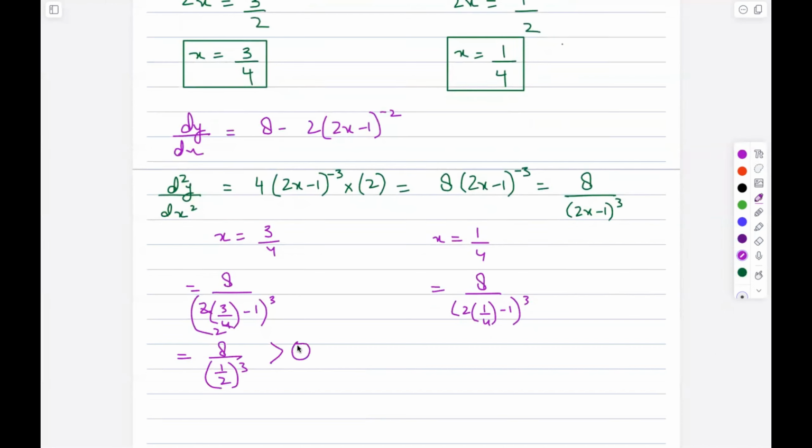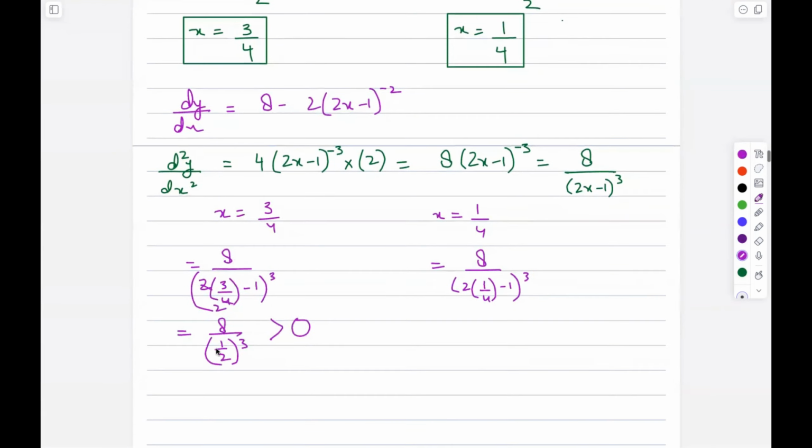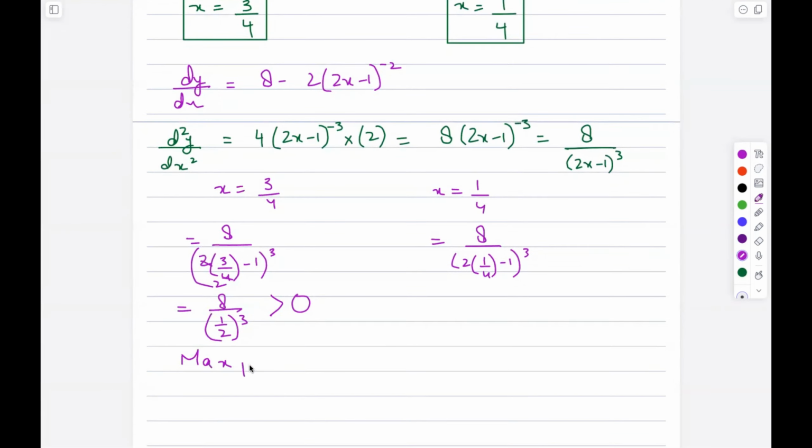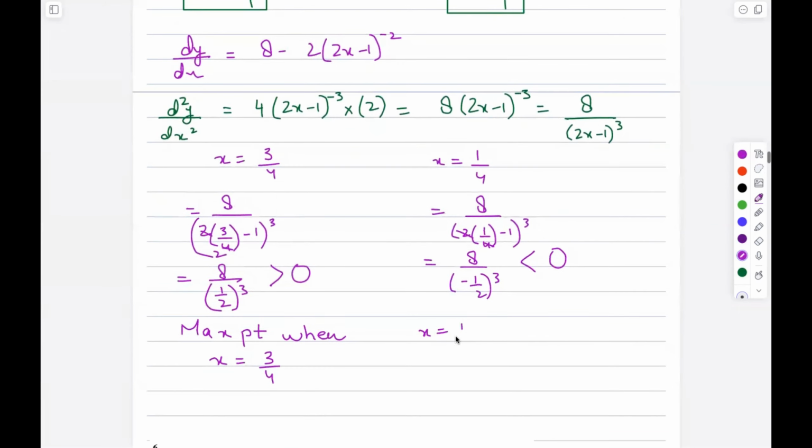As this answer is a value which is greater than 0, when x is 3 upon 4, it is a maximum point. So we read it is a maximum point when x is equal to positive 3 upon 4, and this is 1 upon 2 minus 1, which will be equal to 8 divided by (-1 upon 2) whole cube. So this will be less than 0, it will be a negative value. So when x is equal to 1 upon 4, it will be, so when it is positive, greater than 0, it should be a minimum point. So this will be a minimum point when x is 3 upon 4, and it will be a maximum when x is equal to 1 upon 4.